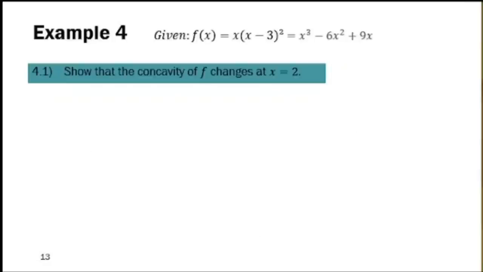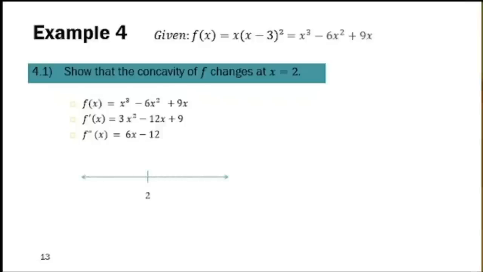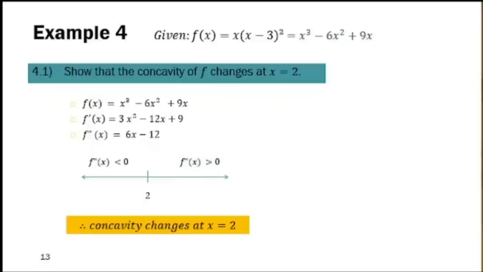So how is another way we can ask you this question? I can tell you to show me that the concavity of f changes at x equals 2. So now you've got to show it. So how would I approach this? First of all, I would work out my first derivative, 3x squared minus 12x plus 9. Then my second derivative is 6x minus 12. So what do I know about the x value of 2? If I substitute in a number smaller than 2, I get an answer of less than 0. If I substitute in a number bigger than 2 in the second derivative, I get an answer of bigger than 0, which means at 2, the concavity changes.